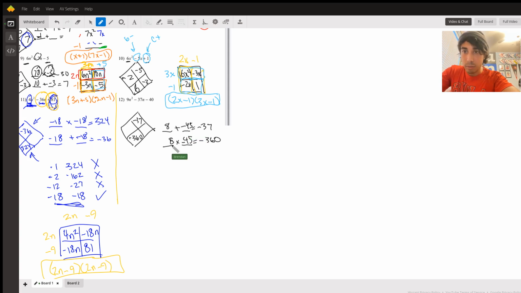All right, so it's box method right here. Top left is going to be 9n squared. Bottom right is going to be negative 40, right? Top left is always the first term. Bottom right is always c. And then those two numbers we just found will fill the rest. So we got negative 45n and negative 45n. And again, column by column, row by row, greatest common factor. We've done this a bunch. I'll speed through this a little bit.